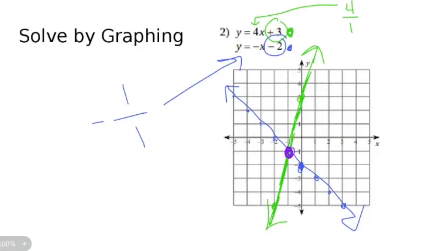Put a dot right there. The dot where those 2 lines intersect is going to be (-1, -1). Okay? All right.